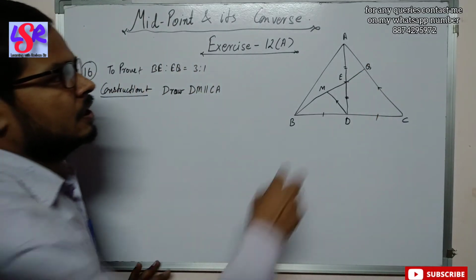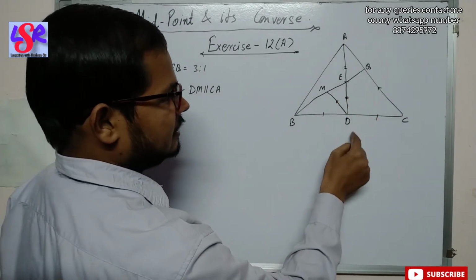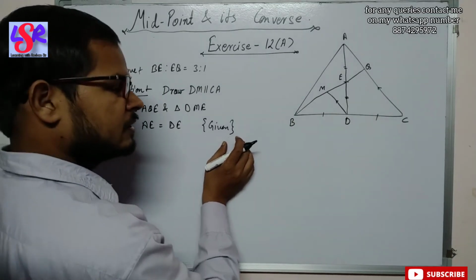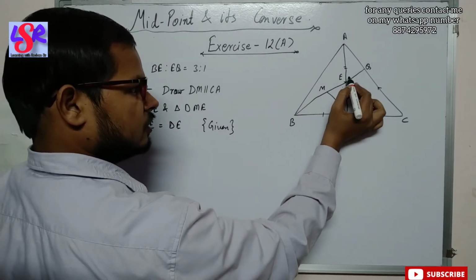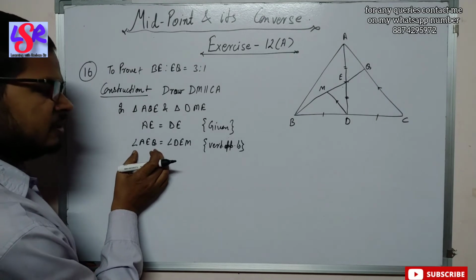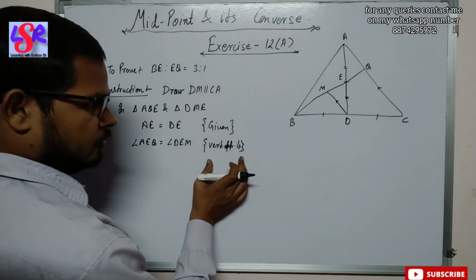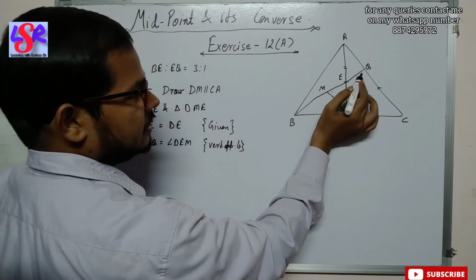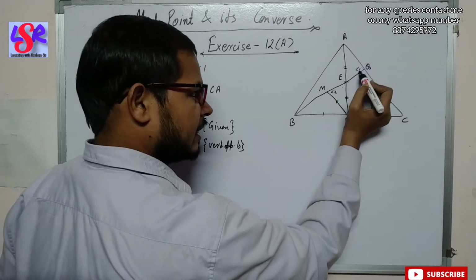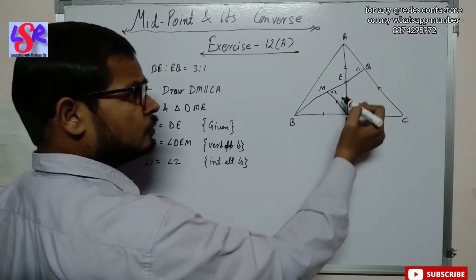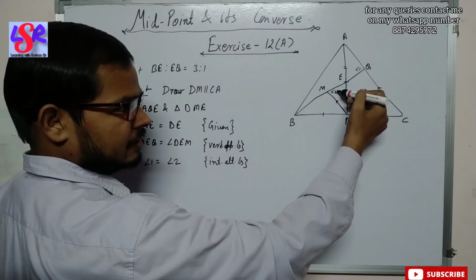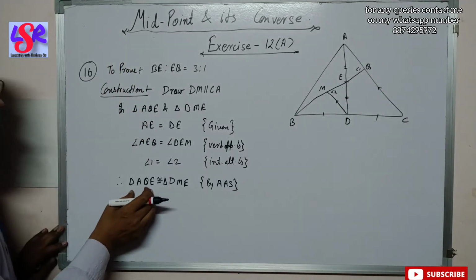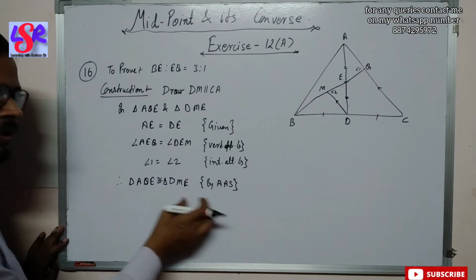So in triangle AQE and triangle DME, AE equals DE, given to us. Then this angle equals this one, vertically opposite angle. Therefore angle AEQ equals angle DEM by vertically opposite angles. Then we can take this angle equals this one as interior alternate angles. Let this one be angle 1 and this one be angle 2. Now to prove these two triangles congruent, we have used this angle and this side. So it is AAS. Therefore triangle AQE is congruent to triangle DME by AAS.